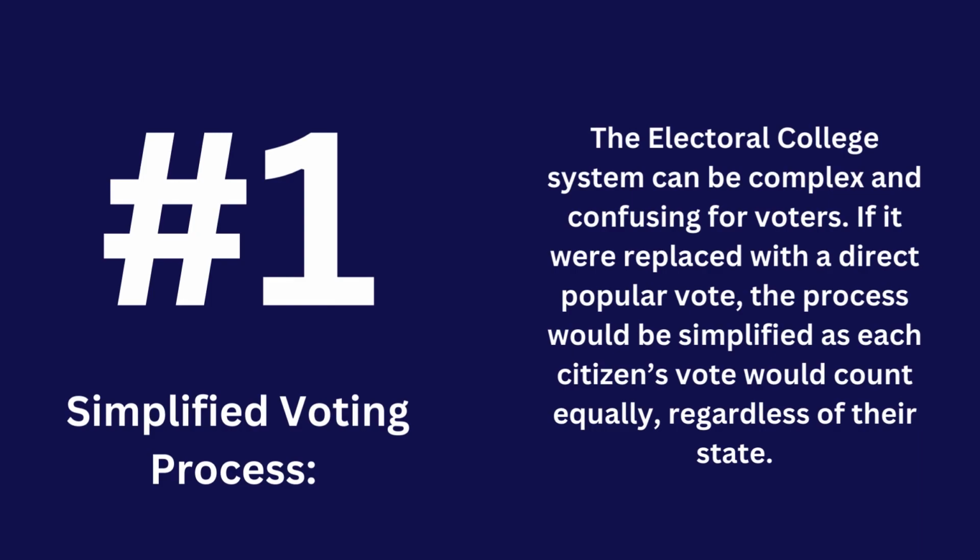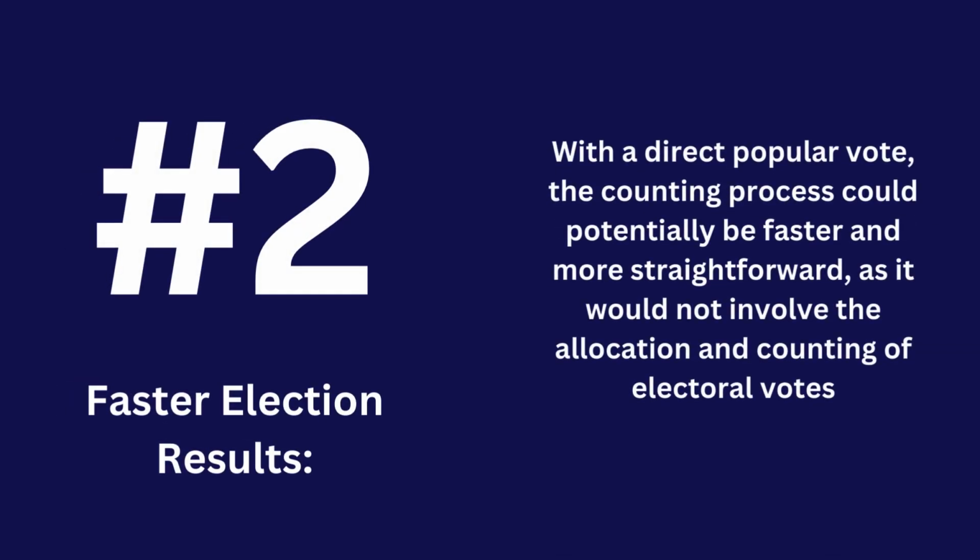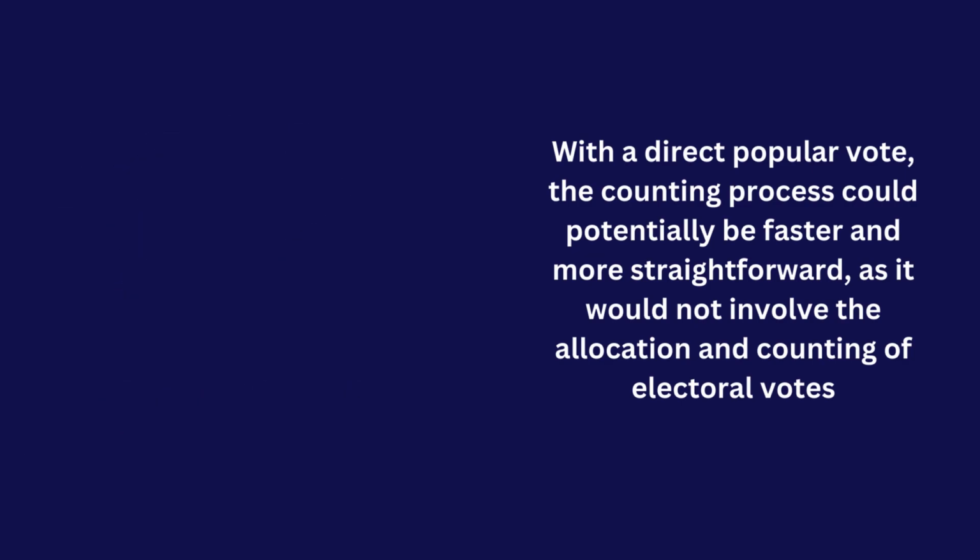Number 1. A simplified voting process. The Electoral College system can be complex and confusing for voters. If it were replaced with a direct popular vote, the process would be simplified, and each citizen's vote would count equally, regardless of their state. Number 2. Faster election results. With a direct popular vote, the counting process could potentially be faster and more straightforward, as it would not involve the allocation and counting of electoral votes.